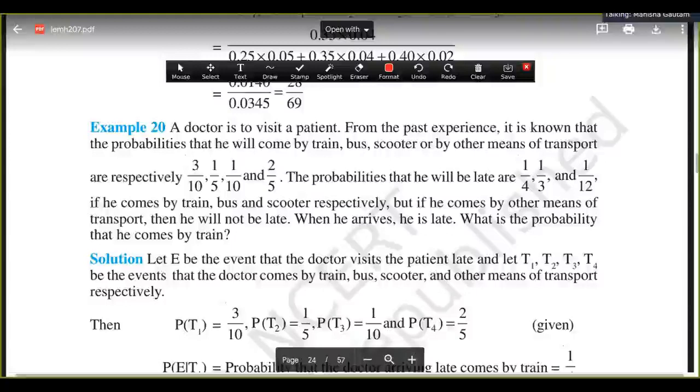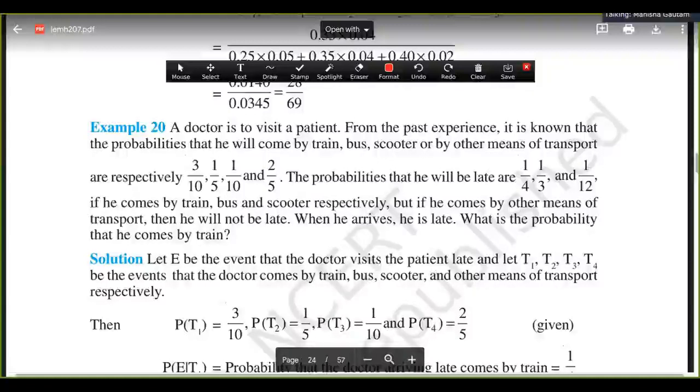If he comes by train, bus, and scooter respectively, okay. By other means, he is not late. If he comes by other means of transport, then he will not be late. When he arrives, he is late. What is the probability that he comes by train?